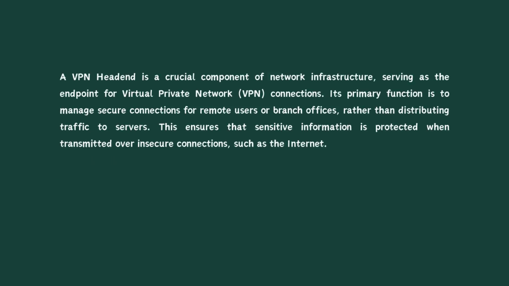A VPN headend is a crucial component of network infrastructure, serving as the endpoint for virtual private network connections. Its primary function is to manage secure connections for remote users or branch offices, rather than distributing traffic to servers. This ensures that sensitive information is protected when transmitted over insecure connections, such as the Internet.